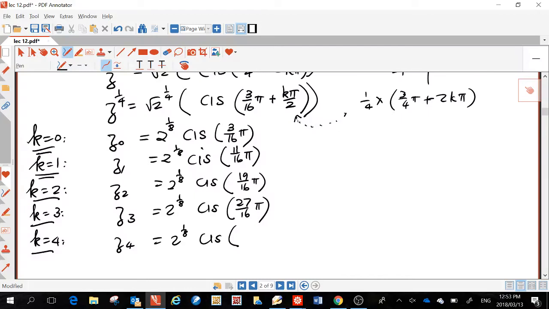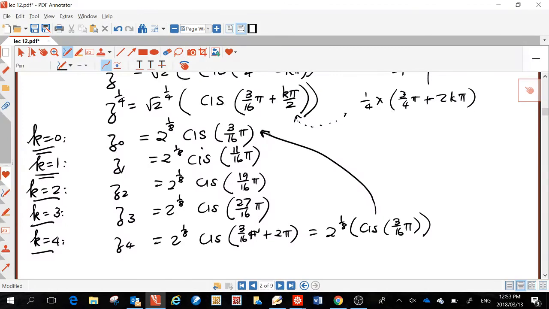You see what happens now? It's a happy ending here. It's 2 pi. If k is 4, that's 4 over 2, which is 2 pi. So it's 2 pi plus 3/16 pi. It's 3/16 pi, sorry, plus 2 pi, which we know is the same as just 3/16 pi. In other words, it comes back to the start.